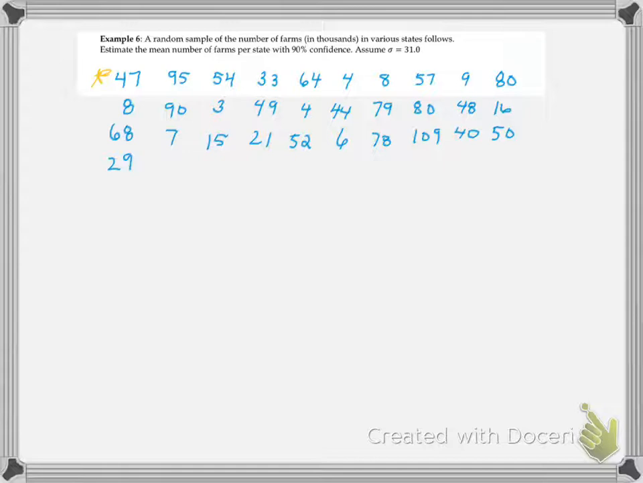Okay, so notice here you were not given the sample mean, so there's no X bar given directly. However, you're given the data points, and I just want to make sure you can understand my writing. I'm going down each column so you can make sure you wrote the numbers correctly. 47, 8, 68, 29, 95, 97, 54, 3, 15, 33, 49, 21, 64, 4, 52, 4, 44, 6, 8, 79, 78, 57, 80, 109, 9, 48, 40, 80, 16, 50. All right, so you have those values. It should be 31, I believe.